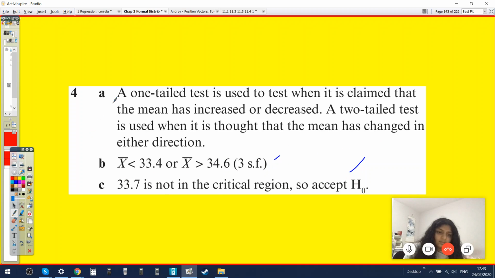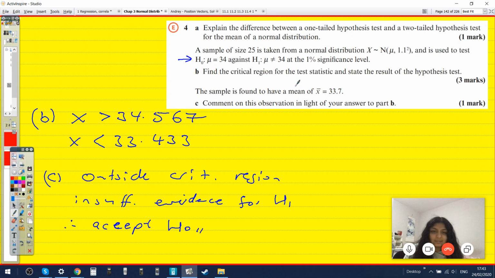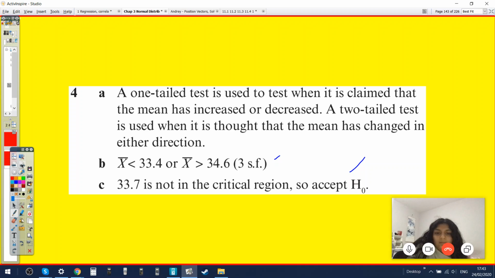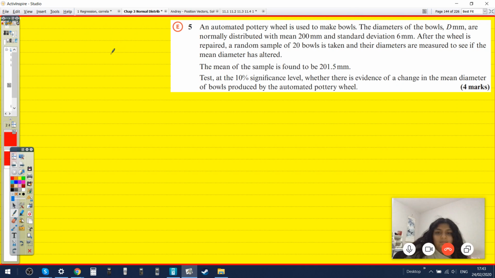In an exam, would you be allowed to look at the later parts and then use them to answer? I think that's a bad question. That shouldn't be there. And even then, comment on this observation. I mean, this is what they meant to say: state the result of this observation. It's really annoying.